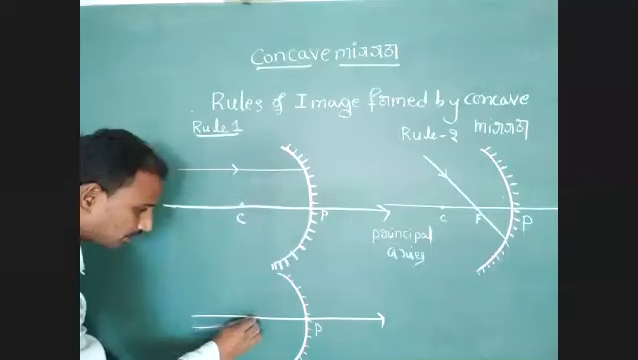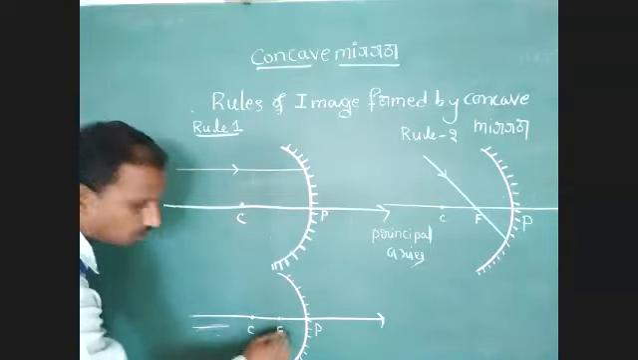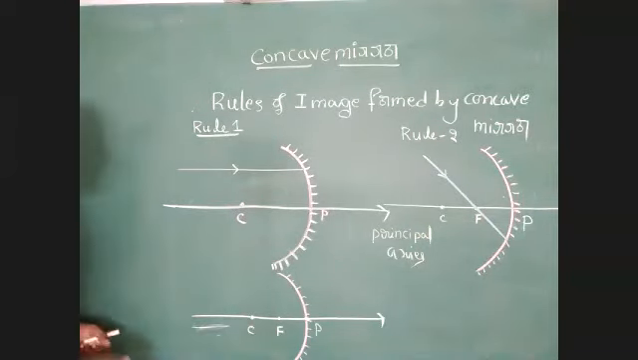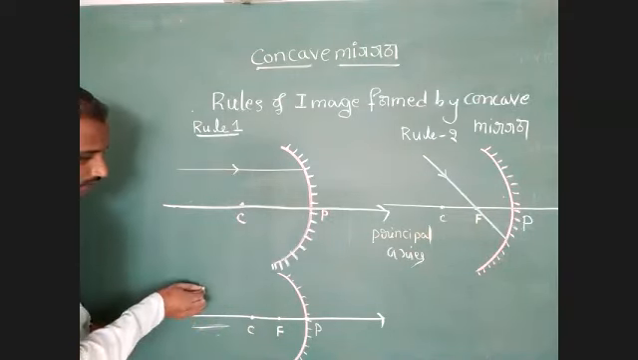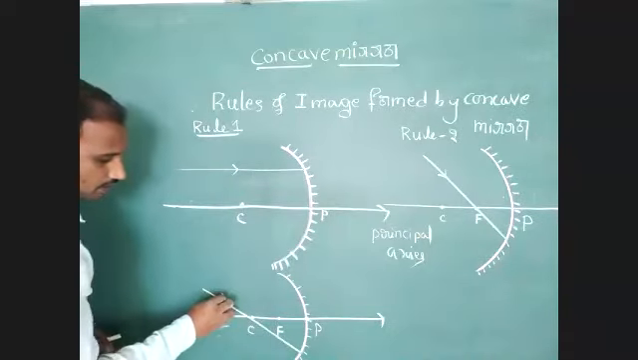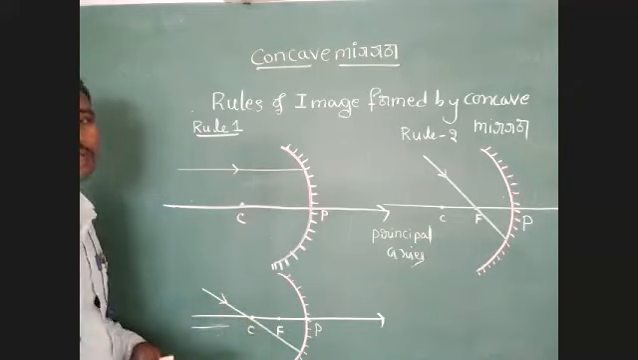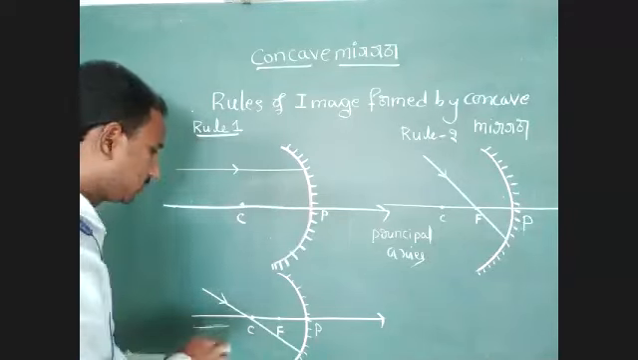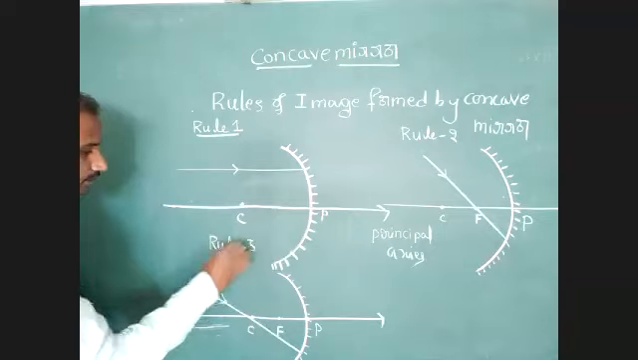Identify the center of curvature and principal focus. Here, consider that direction. The incident ray is passing through the center of curvature. After that, we have to find out the direction of the reflected ray. It represents rule 3.